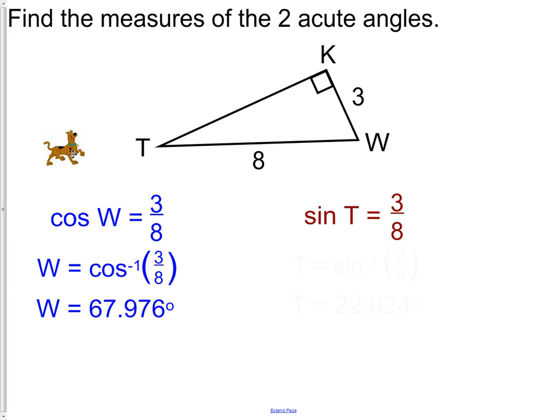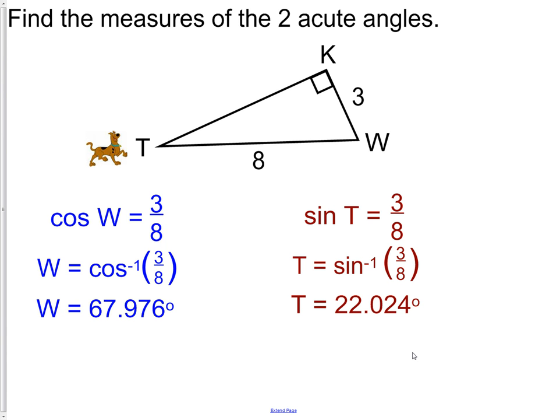Now let's move on to T. For T, I'm going to use sine. Sine would be opposite, which is 3. So looking at it from this angle, that would be opposite, and this would be hypotenuse. Sine would be 3 over 8. In order to get the T by itself, we need to do the inverse operation. Then using our calculator, we would get 22.024 degrees.